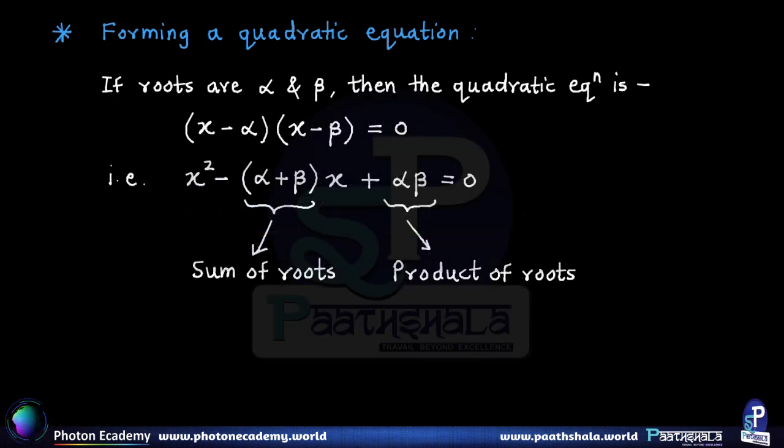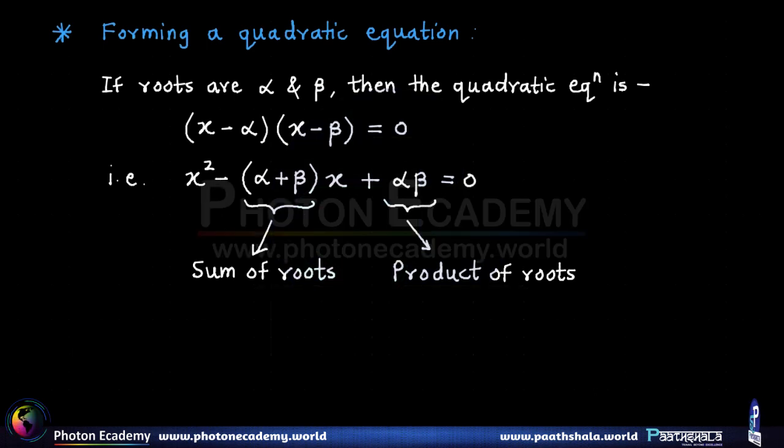So here we see that the middle coefficient, that is the coefficient of x, is nothing but the negative of the sum of roots, whereas the last coefficient, that is the constant term, is nothing but the product of roots. So even if we are not given the roots directly, but suppose we are given the sum and product of those roots, still we can write the direct equation as shown here.